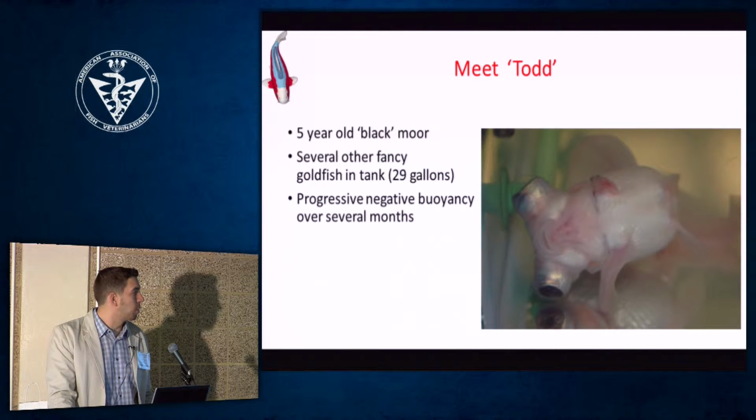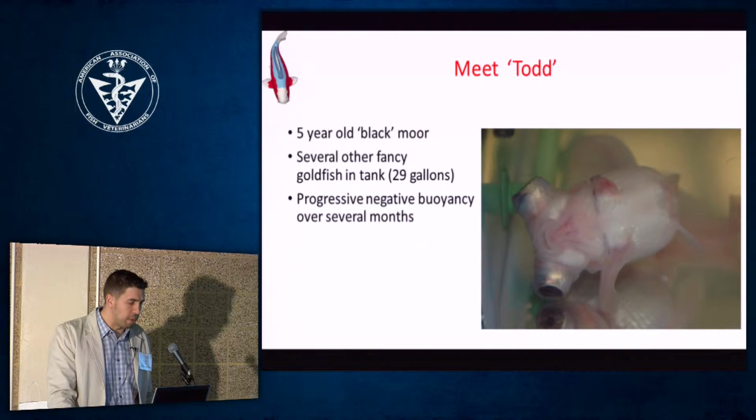And I want you to meet Todd. He's a 5-year-old, quote-unquote, Blackmore, who's actually white, and lives with several other fancy goldfish in an overstocked 29-gallon aquarium. And he's had progressive negative buoyancy over several months. So those guys are in practice probably pretty common. This is probably one of the most common things that I'll see, buoyancy disorder in goldfish. And so I wanted to introduce you to those two cases that I'll be talking about throughout the lecture.